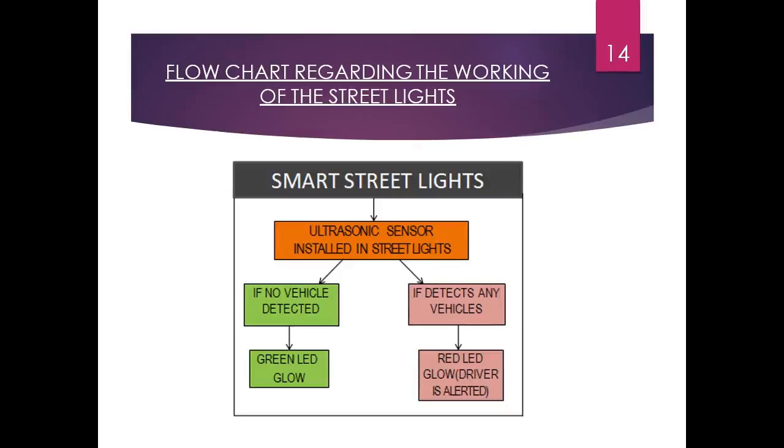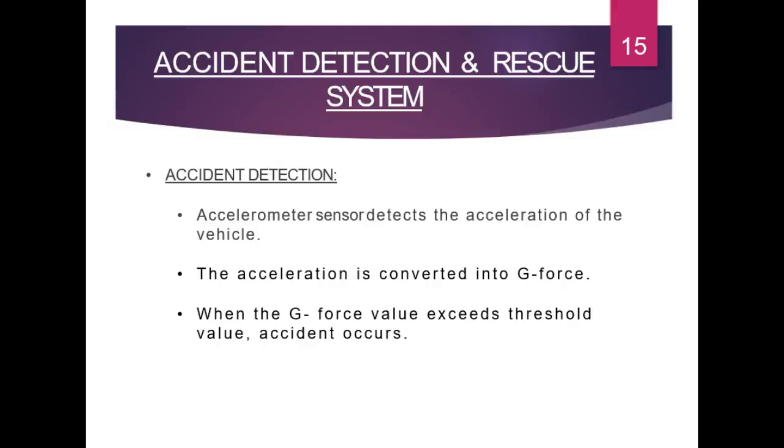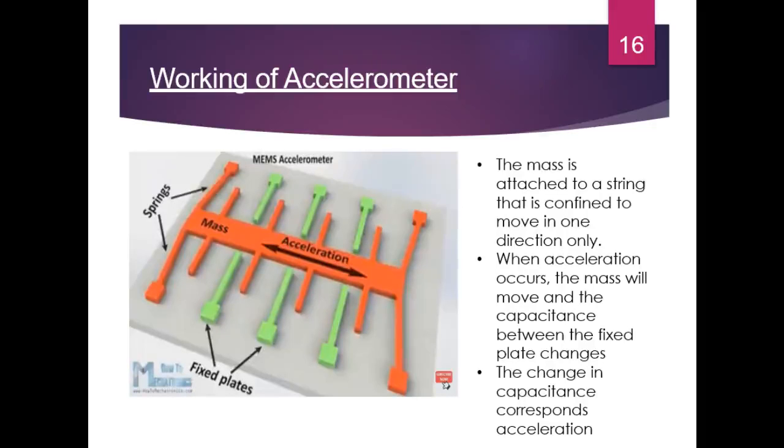whether a vehicle is present or not in the presence of fog. Our third part is the accident detection and rescue system, and the main motive of this part is to detect the accident and notify the authorities. So first of all, we will detect the accident. To detect the accident, an accelerometer sensor is installed in the car, used to detect the accident impact.